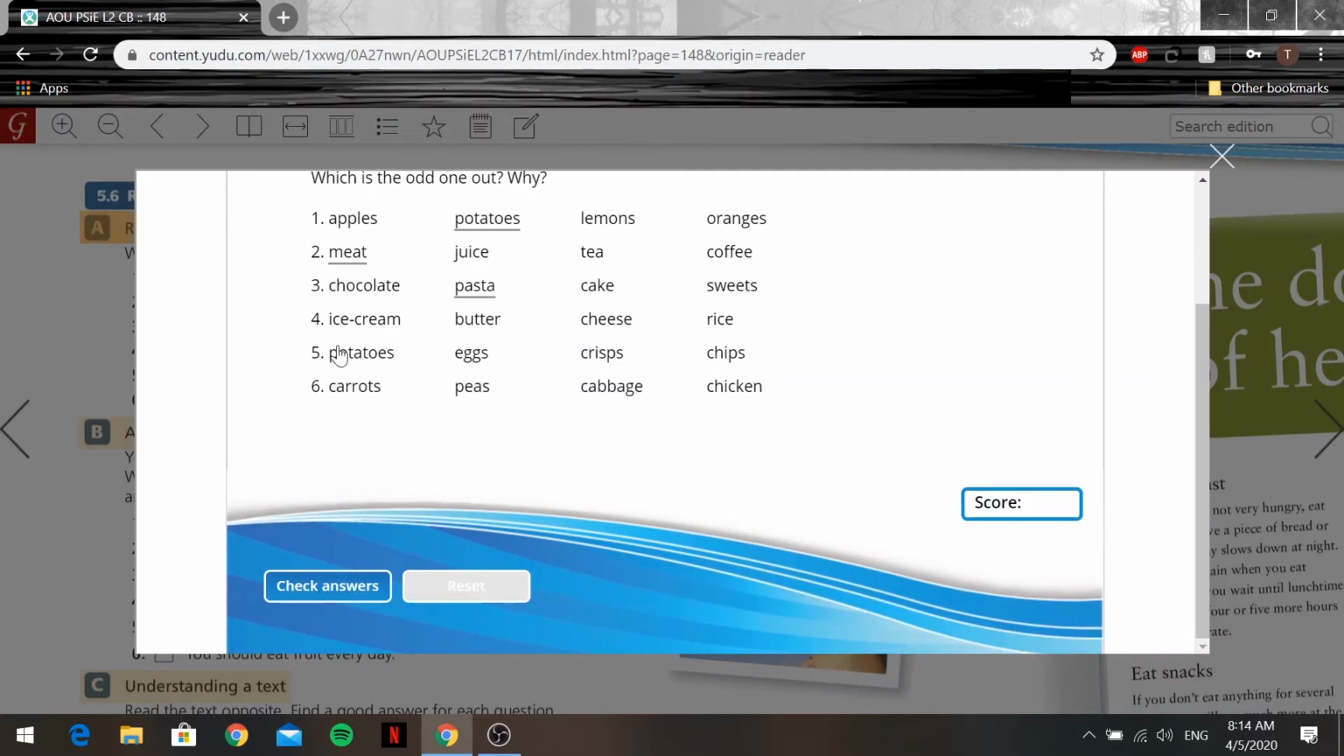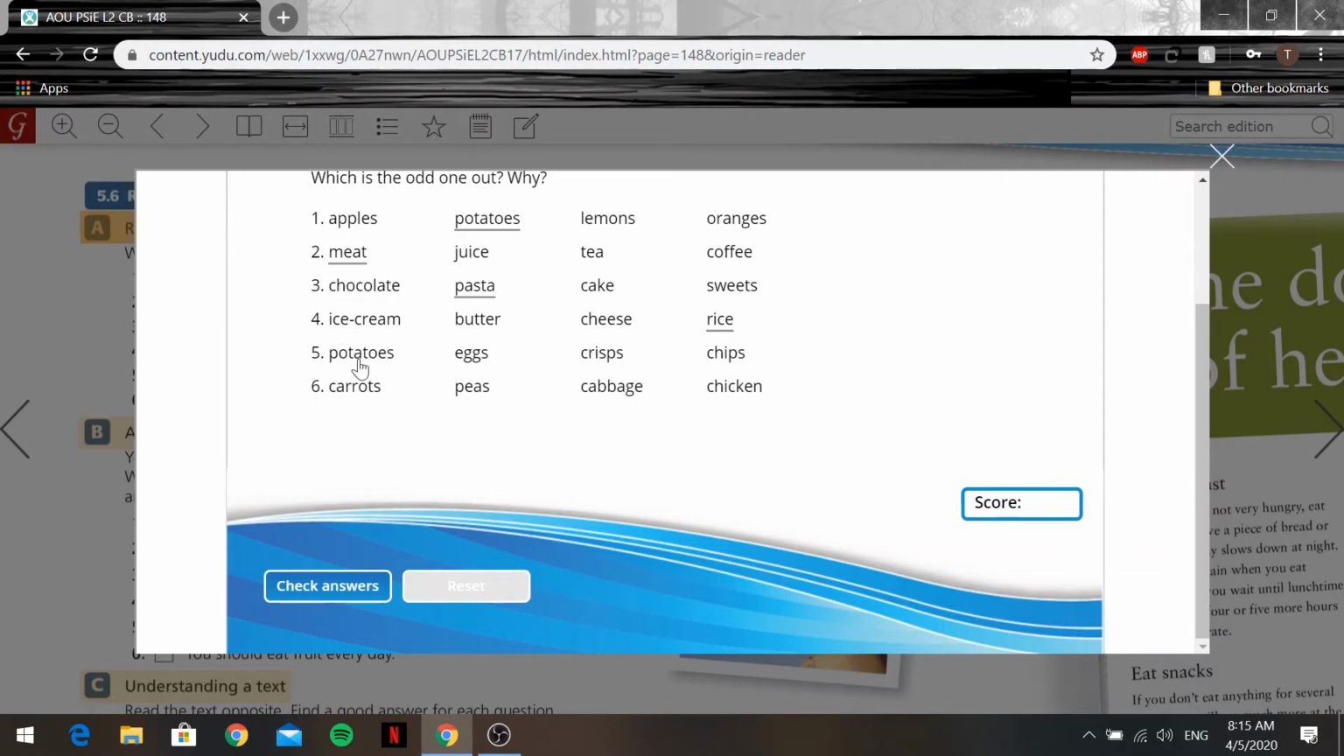Right, four, ice cream, butter, cheese, and rice. This one's a little tricky. We'll say that rice is the odd one out. Why? Because all of these are dairy products except for rice. Okay, so rice is not a dairy product.